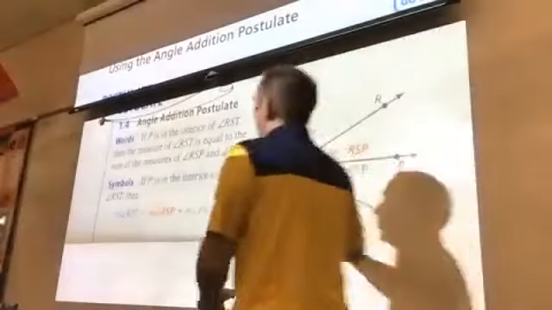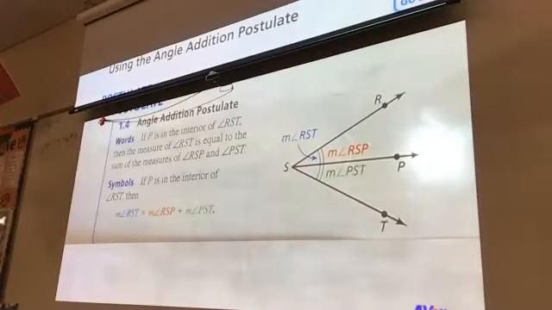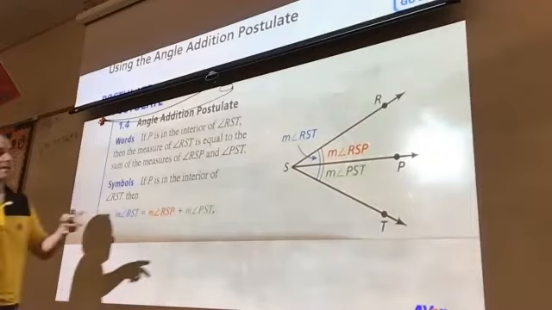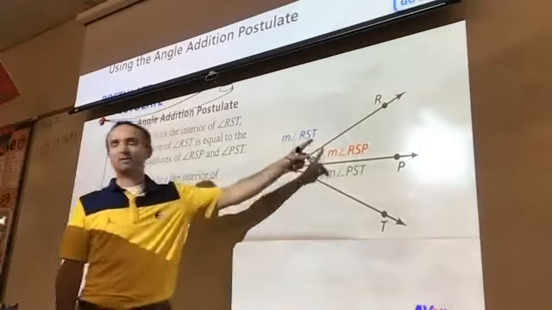All right. So, one more, 5.2 here. First thing is our postulate, and this is the angle addition postulate. It's just like we did with the segment addition postulate. Same thing, just angles instead of segments. So this is now taking two smaller angles, adding them together, and it equals the whole big angle.